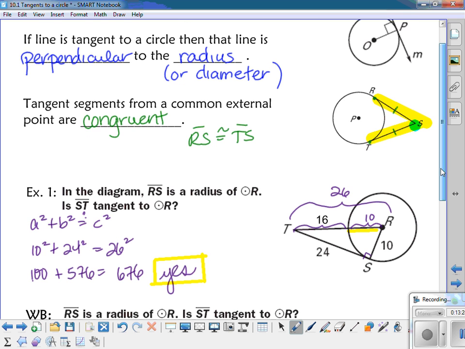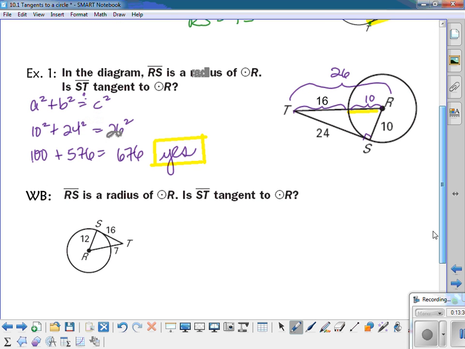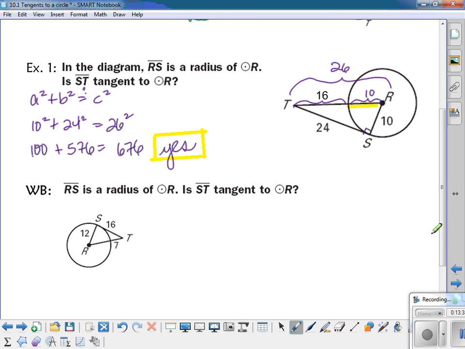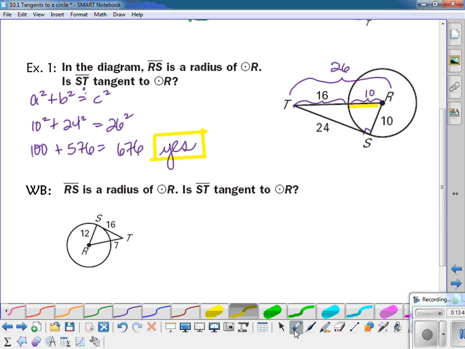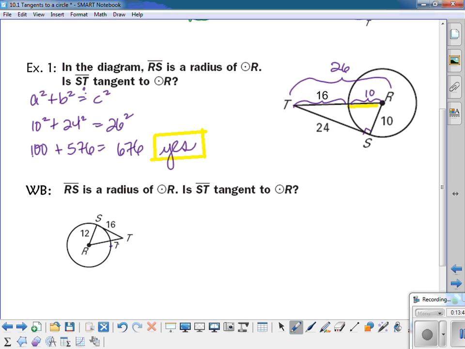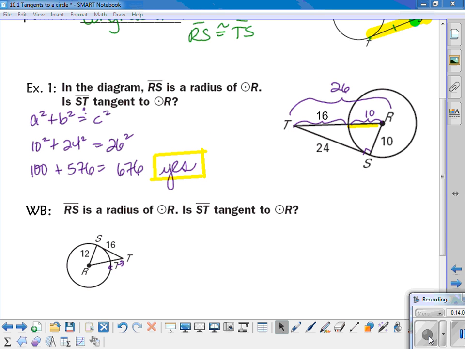And then I've got one for you guys to try on your own. You can just do it in your notes or on a whiteboard, I don't care. So RS is a radius, is ST tangent? And again, the 7 is referring just to this outside piece right here. So you can't base it just on what the picture looks like. You have to actually test it out and see if it works. Okay, what do you guys think? Thumbs up or thumbs down?